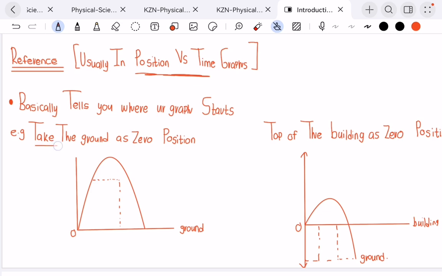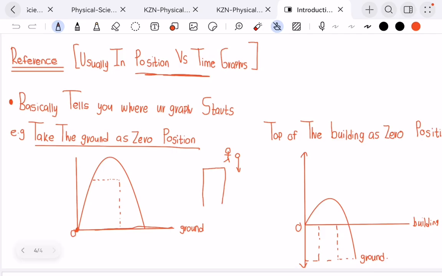When they say take the ground as the zero position, that means this thing is the ground, right? So if you have a building and an object which is just thrown downwards, and they say draw the position versus time graph of this thing and take the ground as a zero position, your graph is actually going to start from the ground, right?